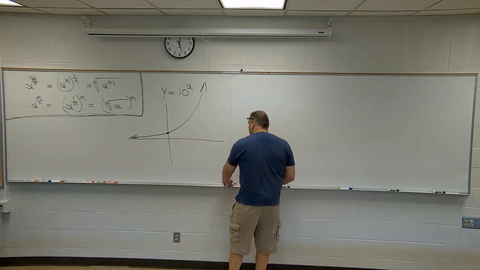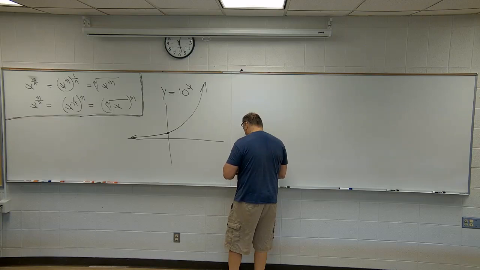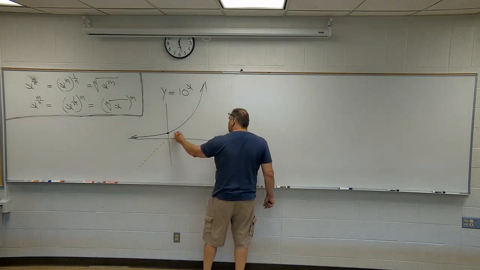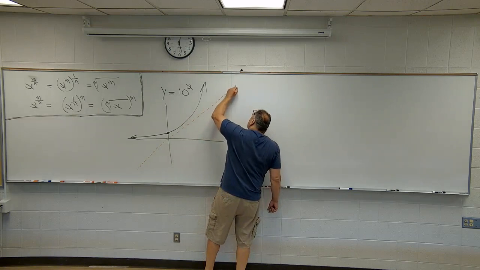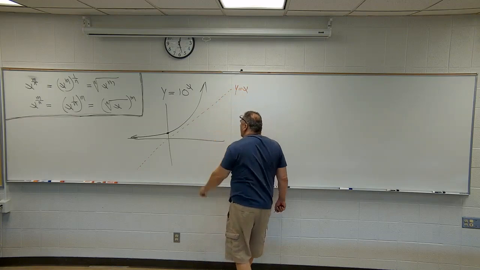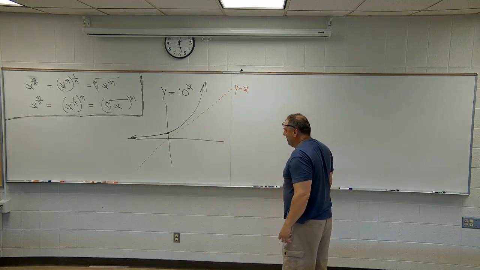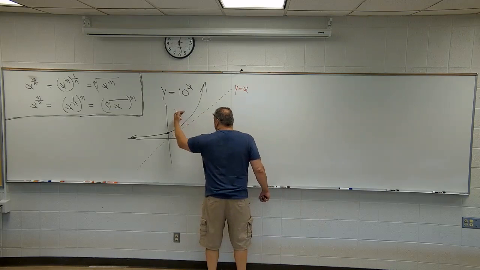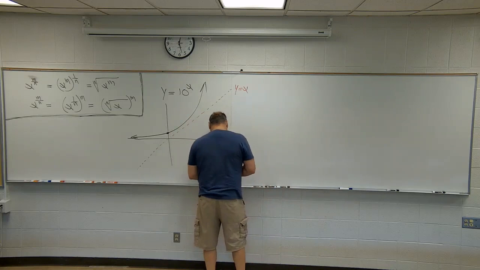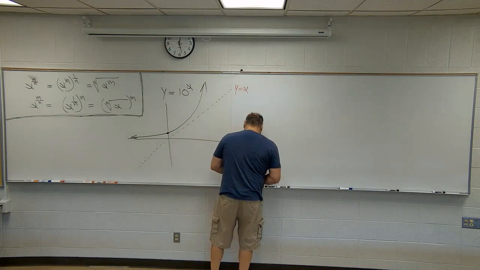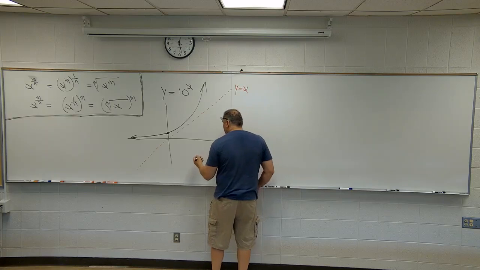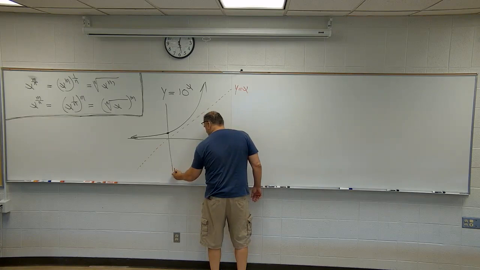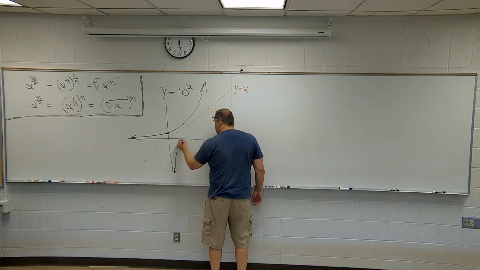This is y equals x. Well, if I told you this, there's going to be a mirror reflection of this guy coming down this way. Let me draw the mirror reflection. It's going to be the inverse. It's going to be the inverse function of y equals 10 to the x. It's going to asymptotically go toward negative, as it goes to negative infinity.